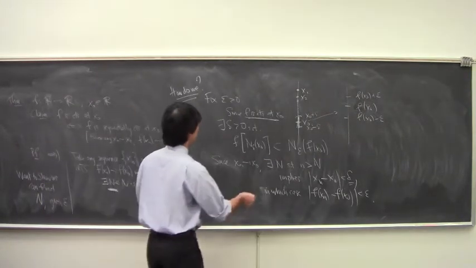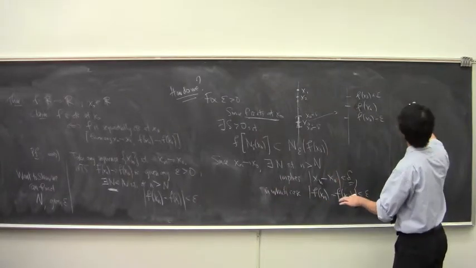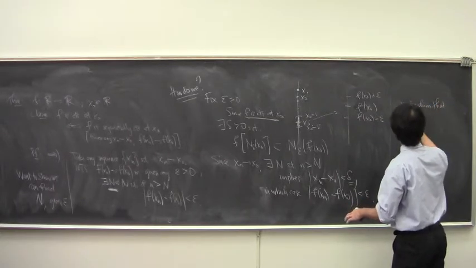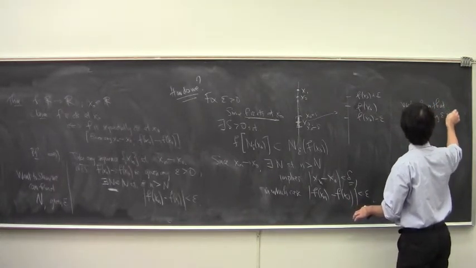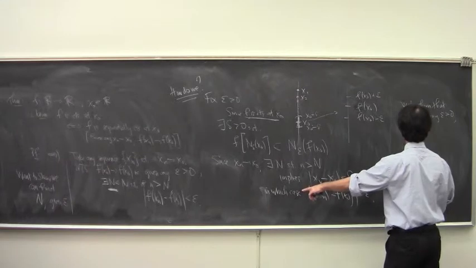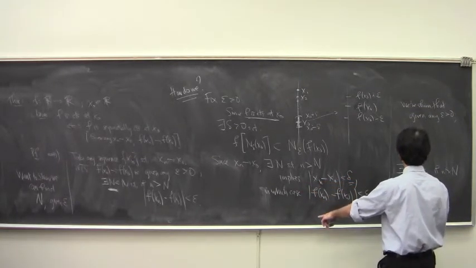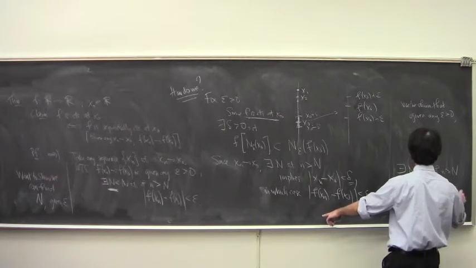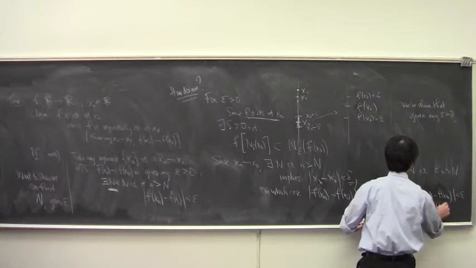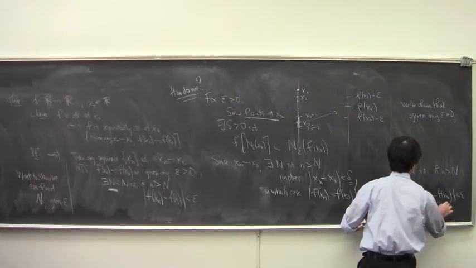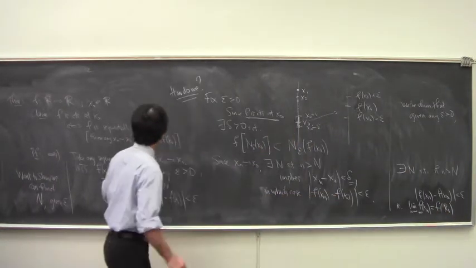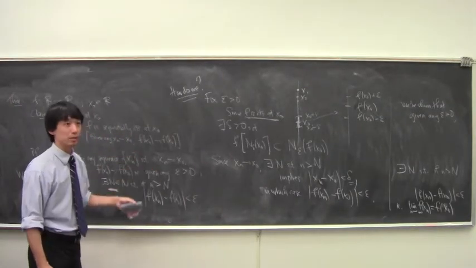So what have we done? We've shown that given any epsilon, there exists a time such that if n is bigger than N, the absolute value of f of xn minus f of x naught is smaller than epsilon. In other words, the limit of f of xn is f of x naught. And since we did that for an arbitrary sequence, we've got sequential continuity.